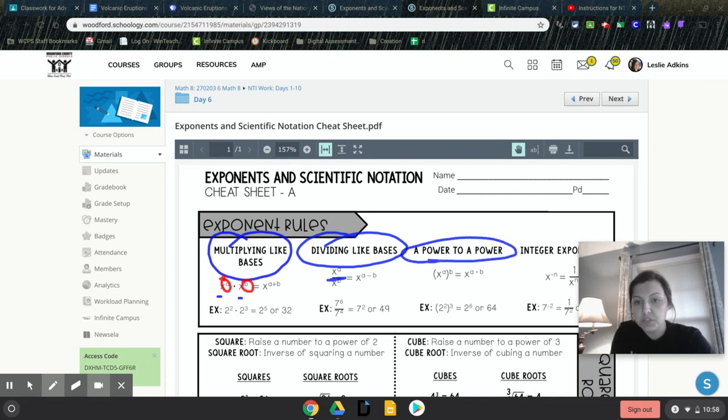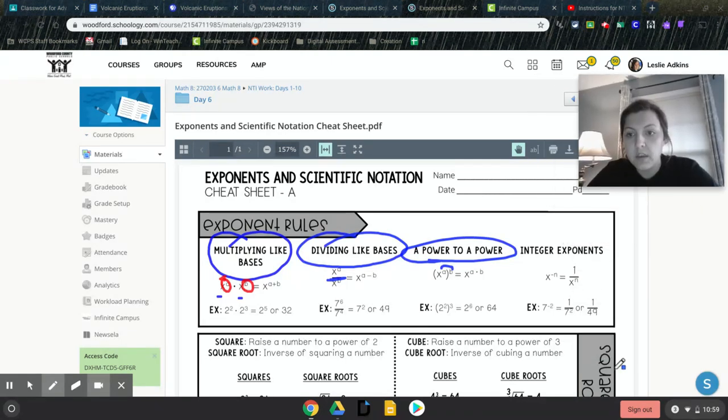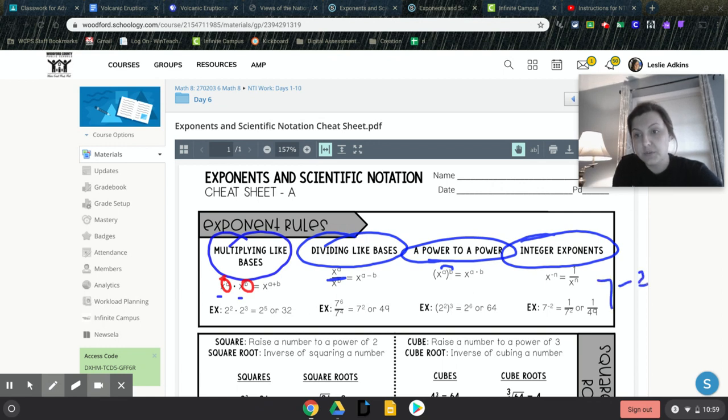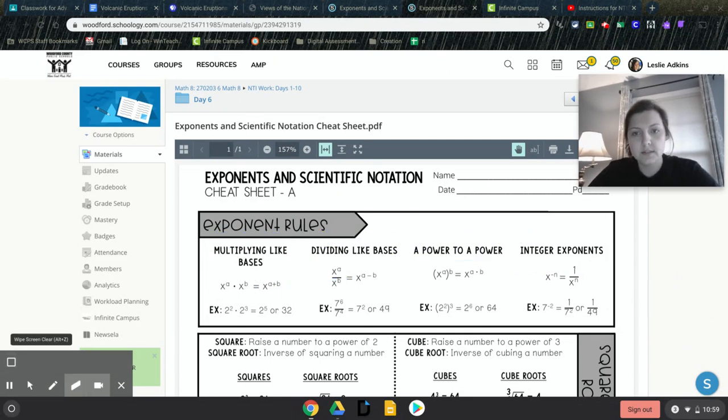When it's a power to a power, we multiply. Remember, we used to do the thing where it was like multiple exponents multiply. And over here, let's see if I can drag this up here. There we go. Right here, whenever we have a negative exponent, remember we flip it. So if I had like 7 to the negative 2, which is this example right here, I would put it underneath a 1. Okay? All right.